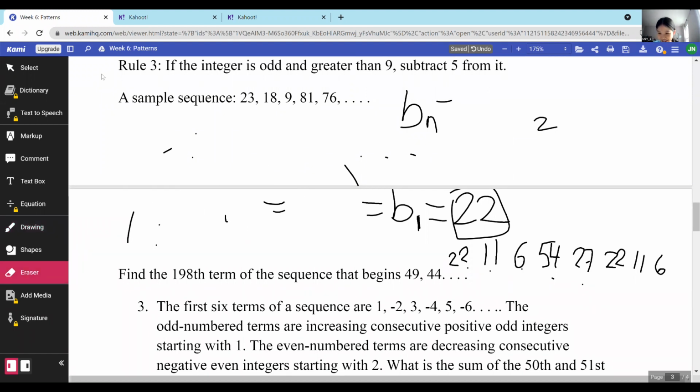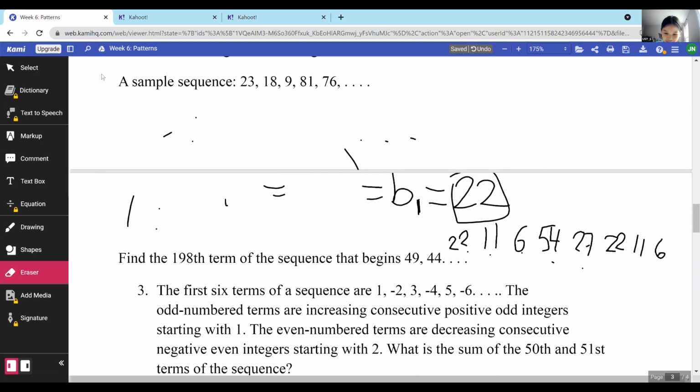Now let's try our hand at the next problem.